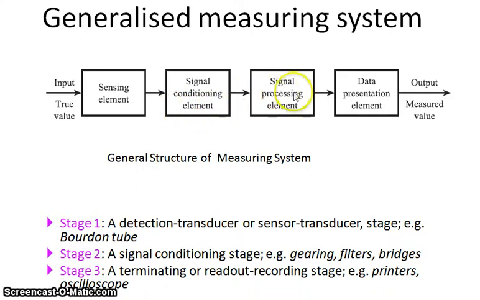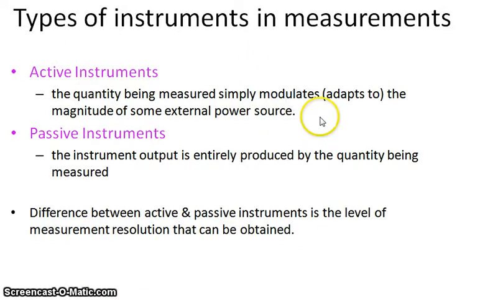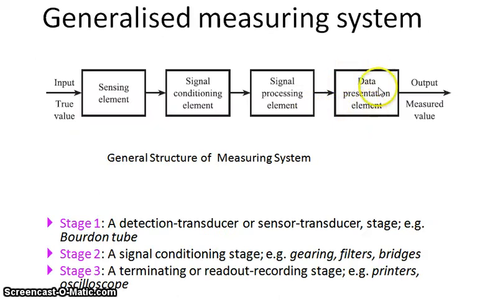And this signal is transmitted to the data presentation element through the signal processing element. It may be a data transmission element also. The data presentation element may be a visual display unit, or a recorder, or a magnetic disc, etc. This data presentation element can be used for monitoring, control and analysis applications. If it is for analysis applications, we can also use microcontrollers, microprocessors or computers, etc. And the output is directly sent to the observer at the terminal end. The output is called the measured value.